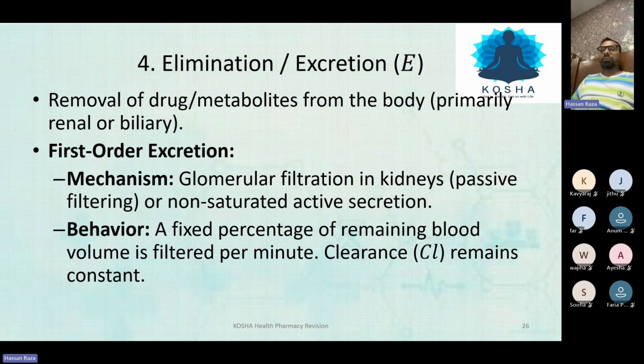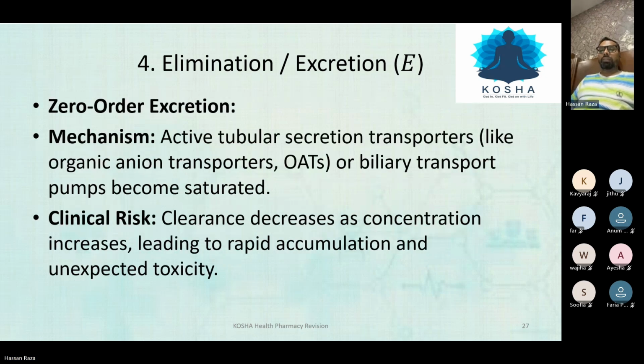And I have told you we are more interested in elimination. Elimination follows first order and zero order as well. For example, glomerular filtration. If any drug is hydrophilic, it will filter from the blood into urine, and then there are some active tubular secretion transporter proteins present in our nephron, and they basically transport back our drug. So they follow zero order excretion.